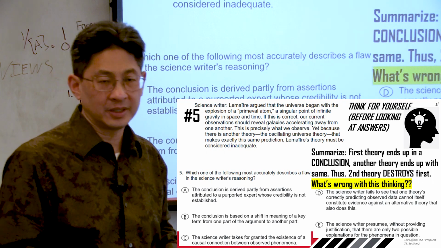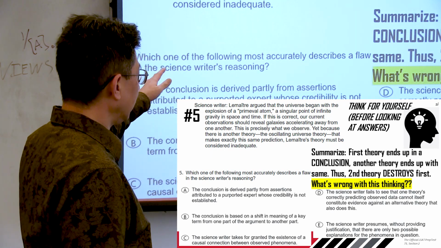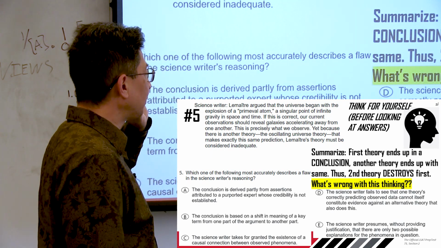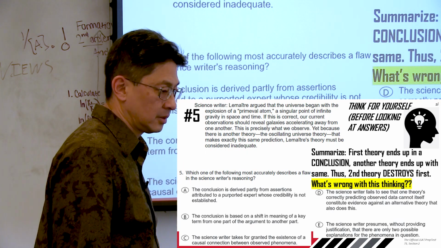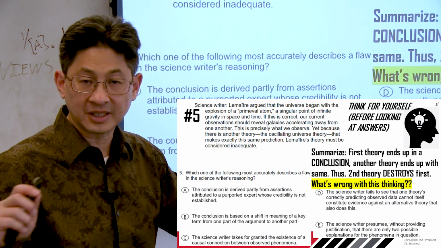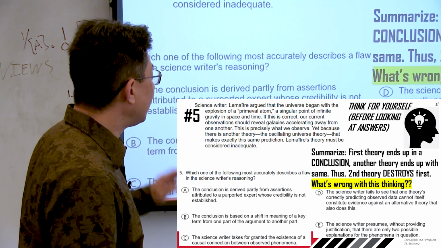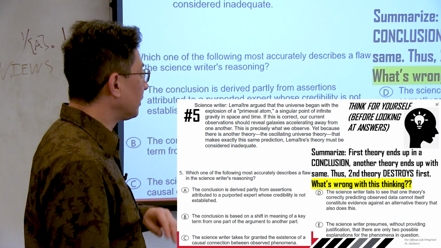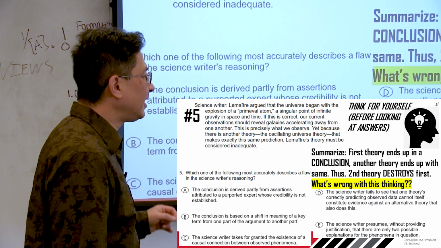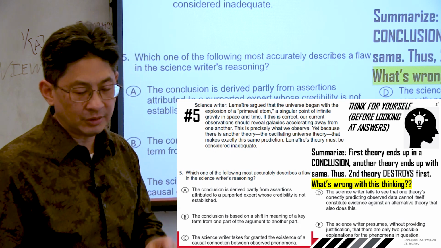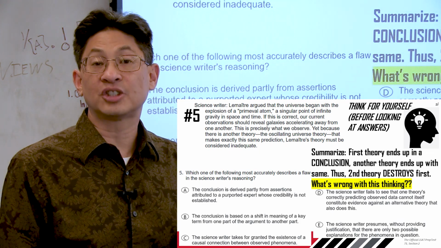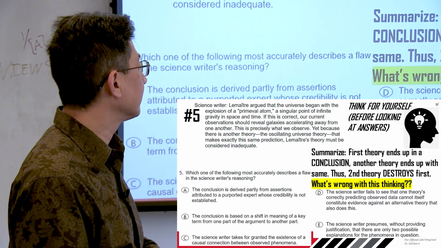Well, here's one way to summarize. We have a first theory, and this theory ends up in a certain conclusion. I don't want to get into specifics because I don't want to get confused. Then a second other theory ends up with the same conclusion. And by doing so, the second theory destroys the first.